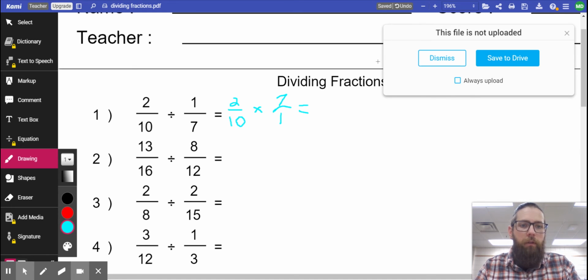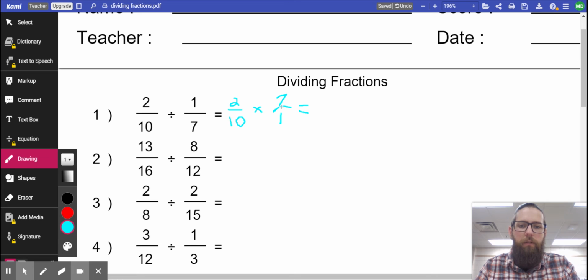And using our skills that we learned last time, that means I'll do 2 times 7 on top, which is 14. And then I'll do 10 times 1 on the bottom, which is 10. Still need to reduce this fraction if it's possible. Because 14 and 10 are both even numbers, I know that I can divide them by 2. So I'm going to divide both of these numbers by 2. That will leave me with a 7 on top and a 5 on bottom.